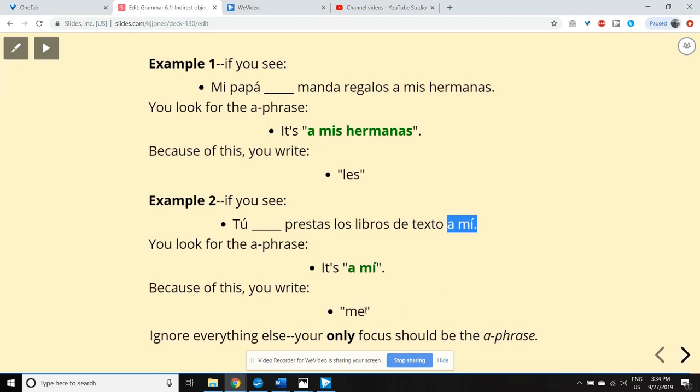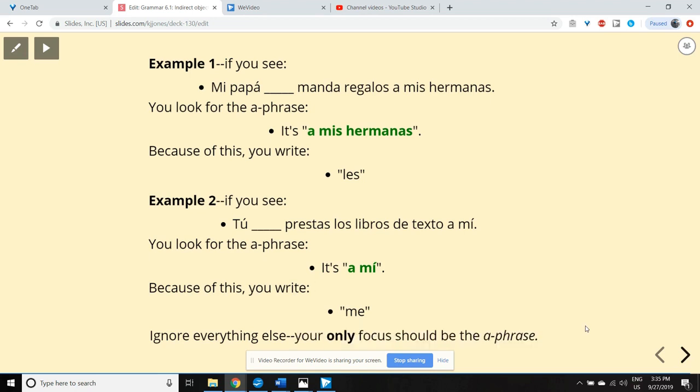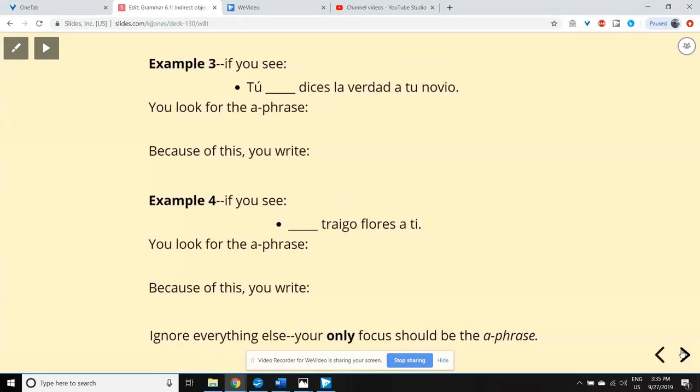And notice this me right here has nothing to do with this tú and has nothing to do with this prestas. Nope. It happens to be located between them. Fine. Proximity is not causality. All right? Got it? The only thing governing our choice of indirect object pronoun here is the a phrase, a mí. That's it. Ignore everything else. When you are doing this task, your only focus should be the a phrase. That's it. All right. More examples so you get used to this.